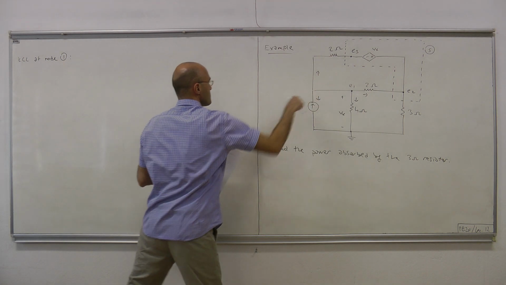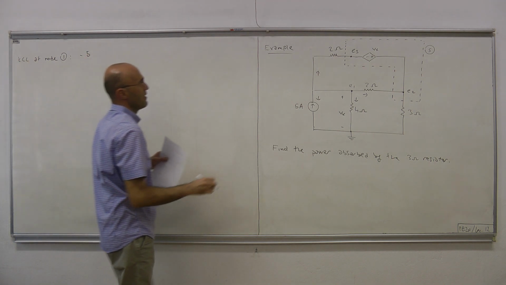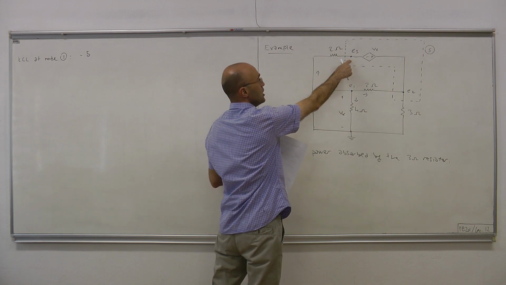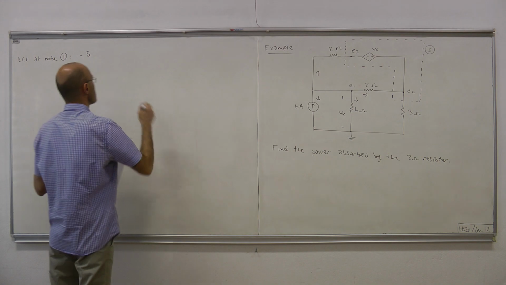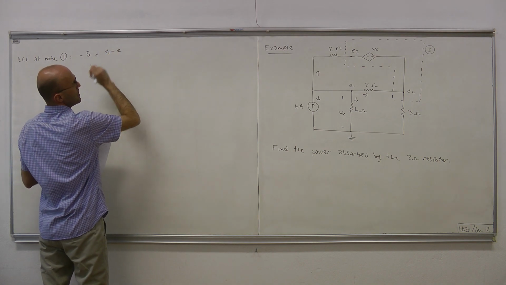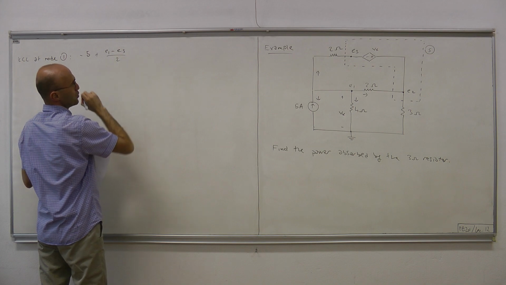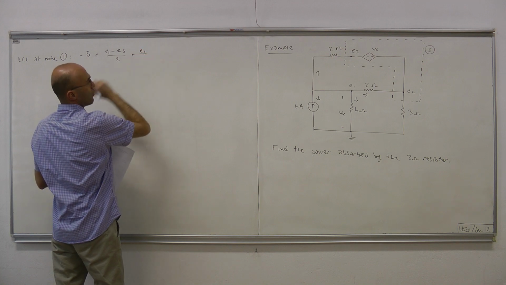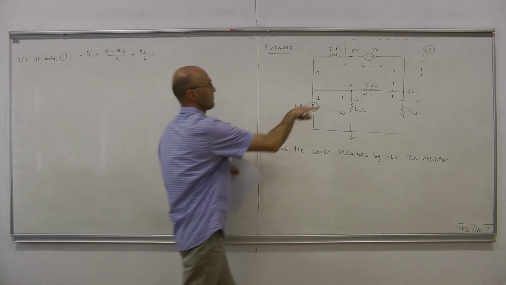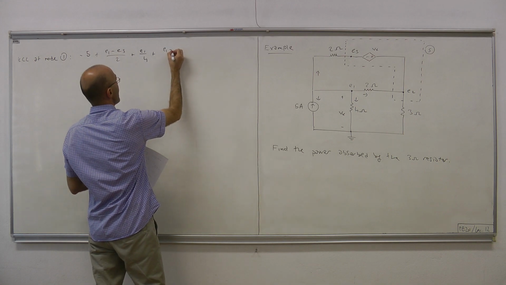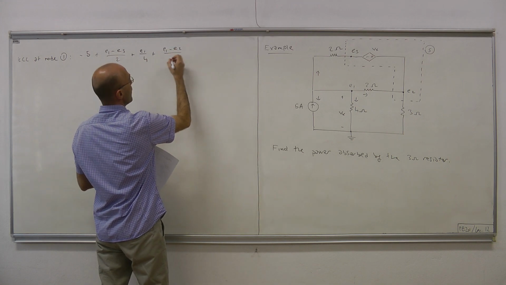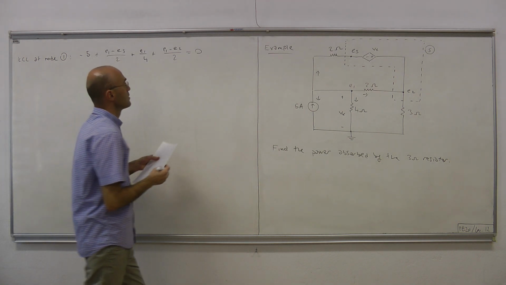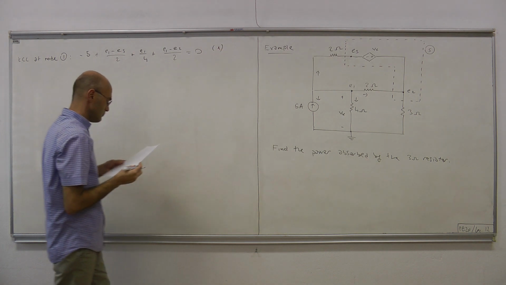So this current is minus 5. Okay, and then we have this one, which is E1 minus E3 divided by the resistance in between, E1 minus E3 over 2. And then we have this current, which is E1 over 4. And finally, this current is E1 minus E2 divided by 2, and KCL says that the sum must equal 0. Okay, so let's call this equation 1.